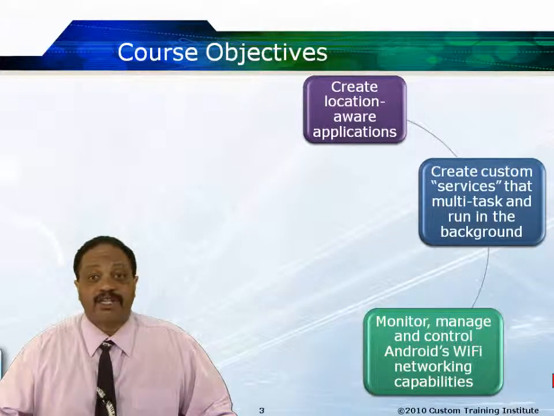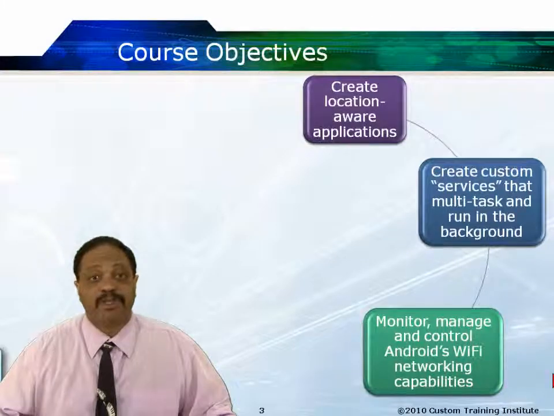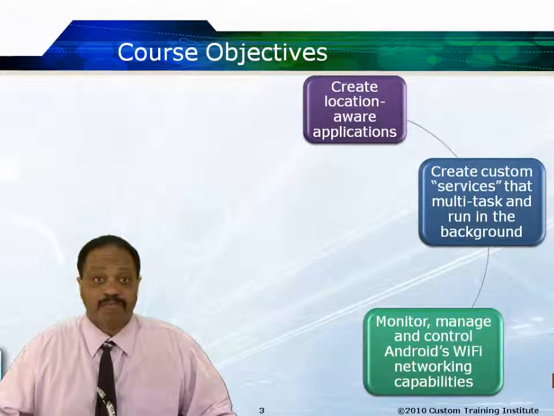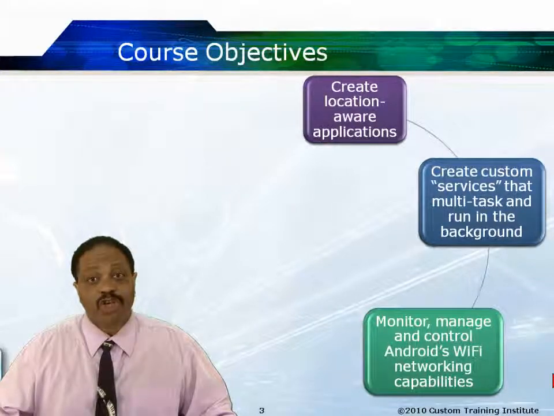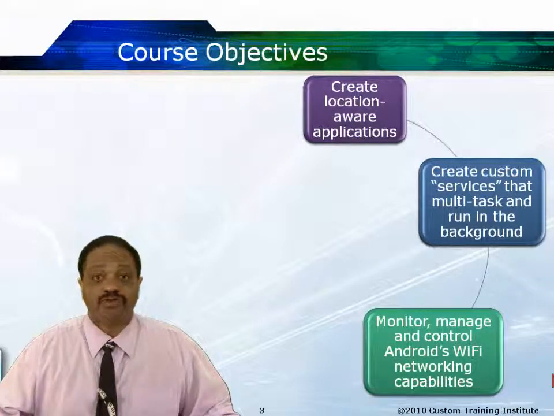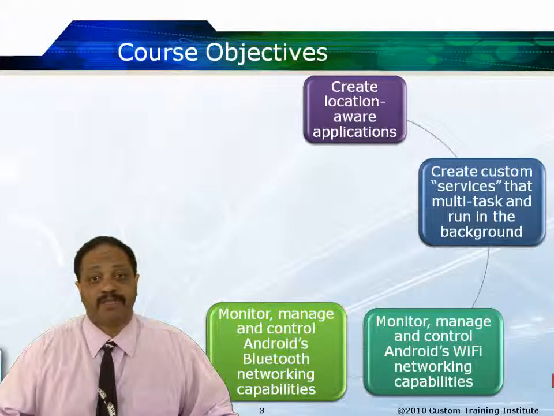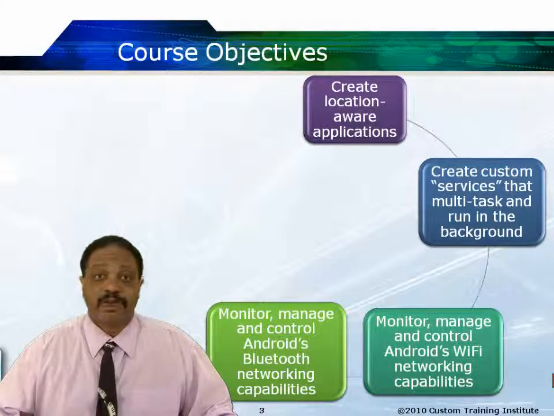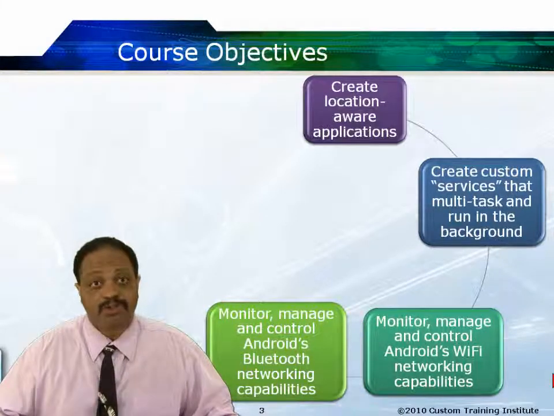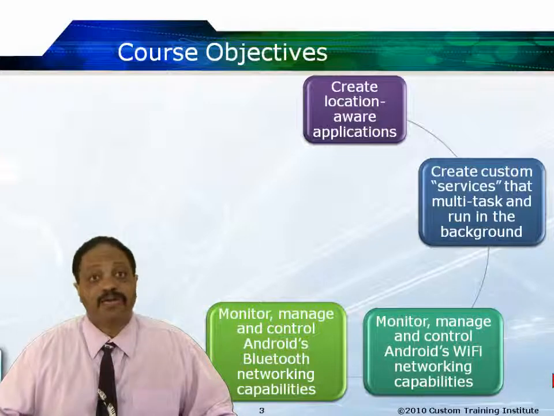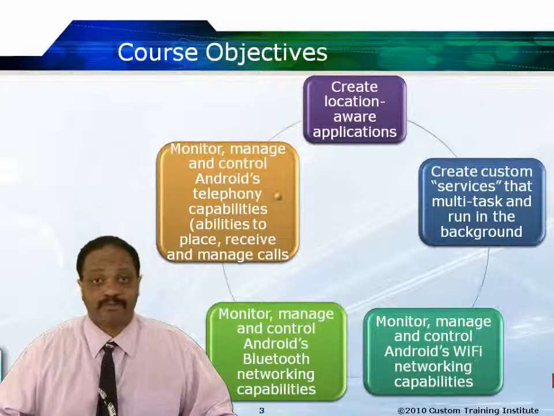Most of your Android devices will have different types of networking capabilities, such as standardized internet networking and wireless communication, such as Wi-Fi. You'll be able to monitor, manage, and control those different types of networking capabilities. You'll also have short-range networking connectivity through Bluetooth. You'll want to be able to monitor and manage and control those different types of Bluetooth capabilities, and you'll be able to do that coming out of this course as well.